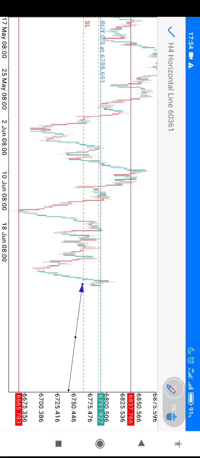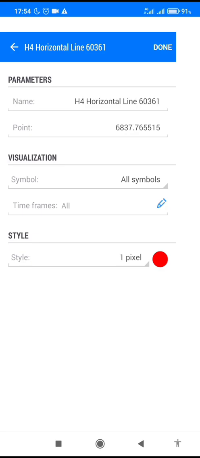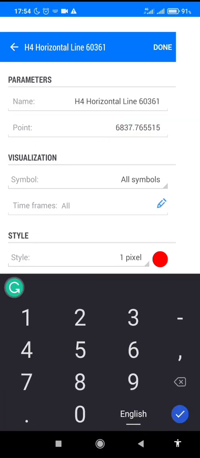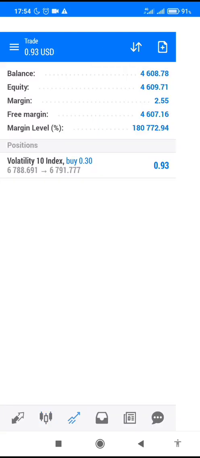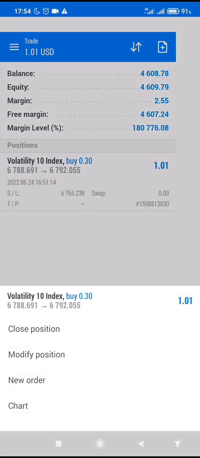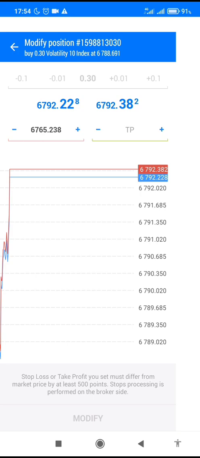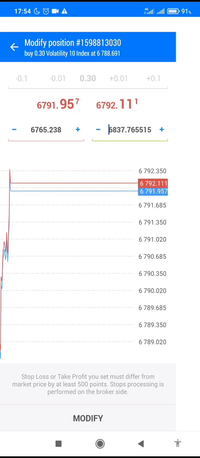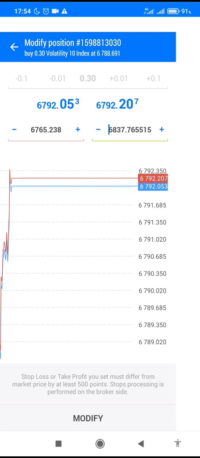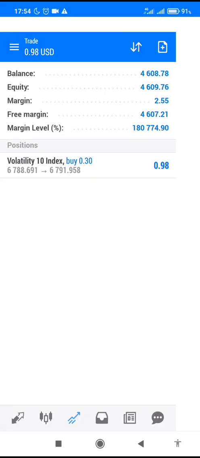Now the same process, just hold it down also, turn your phone to a portrait and copy the point. So once you copy the point, go back to that position again. You can swap from the right hand side to the left hand side, or you hold it down this way, then click on modify position, or you swap like this and click on the second button there, then hold it down again and paste. Sometimes it will not appear if you have a wrong SL or a wrong TP. So click on modify. So I've modified this market.